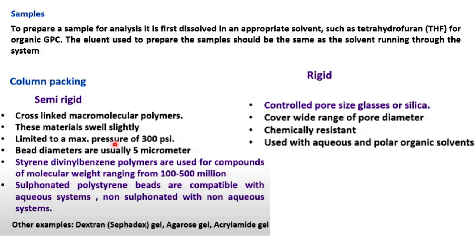Semi-rigid means it cannot withstand very high pressure. Here it is showing that the maximum pressure you can go up to is 300 psi, and cross-linked macromolecular polymers are used as a stationary phase. These materials swell slightly in the presence of solvent, and bed diameters are usually 5 micrometer. Styrene cross-linked with divinyl benzene is used most commonly as a stationary phase, and molecular weight ranges from 100 to 500 million.